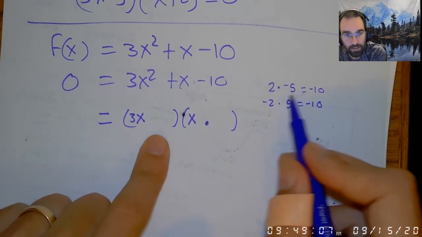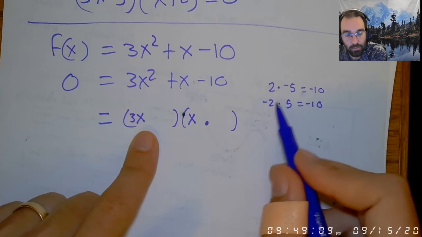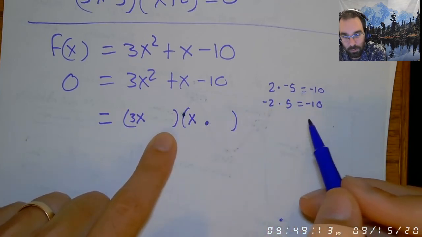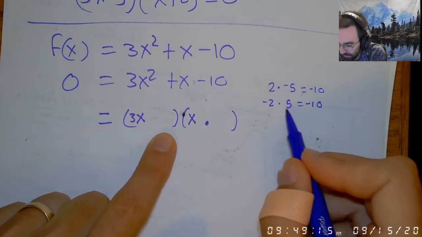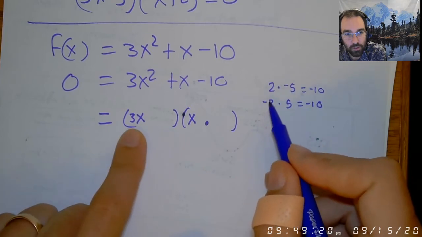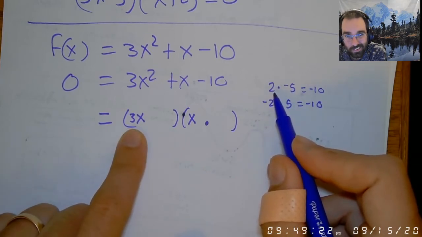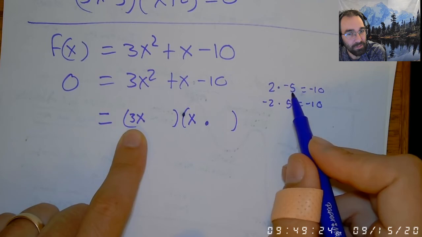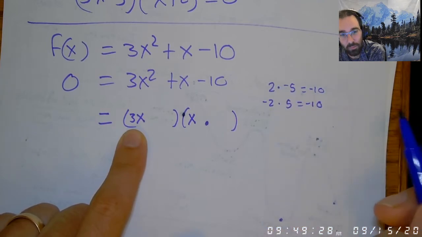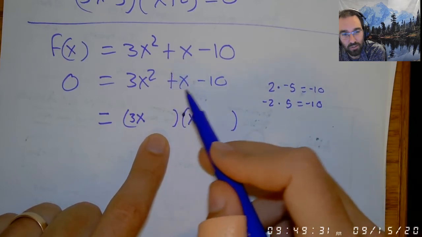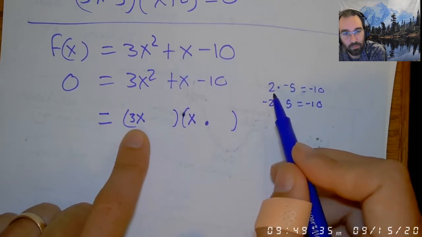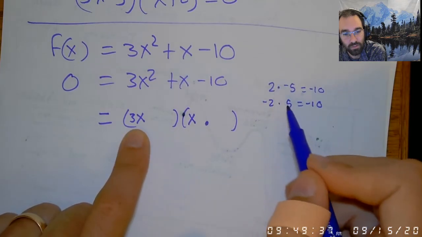So now it's just a matter of figuring out: 3 times what, plus the other one, gives me 1? What I need is for my positive number to be the biggest, don't I? If I go 3 times 2, I get 6. If I go 3 times 5, I get 15. 6 and 5, the difference is 1. So that's what I'm looking for: a difference, because we're adding, so the difference is 1. So 3 times 2 is 6, and that gives me a difference of 1.